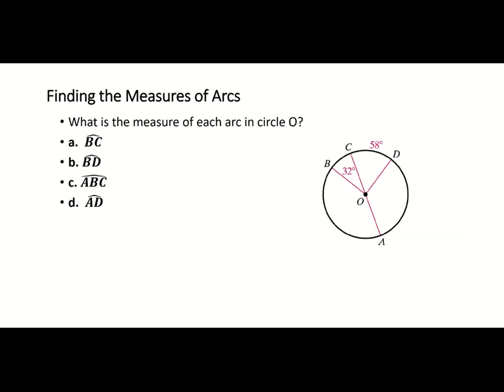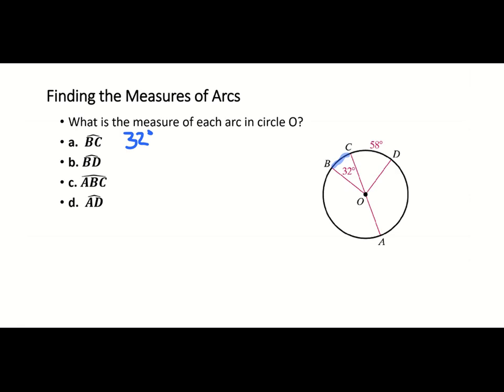All right, so here we're going to calculate the measures of the arcs in circle O. So we have circle O here. We want to find BC. So we know BC is right here, and the angle that it's connected to is 32 degrees. So that means the measure is the same. It's going to be 32 degrees.